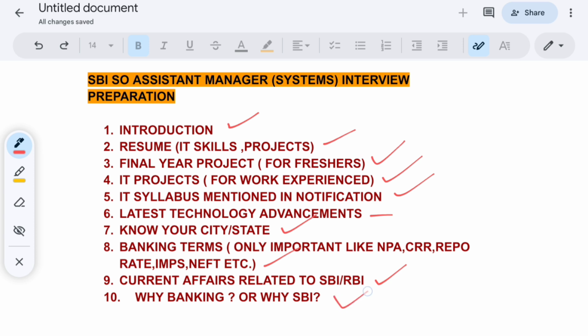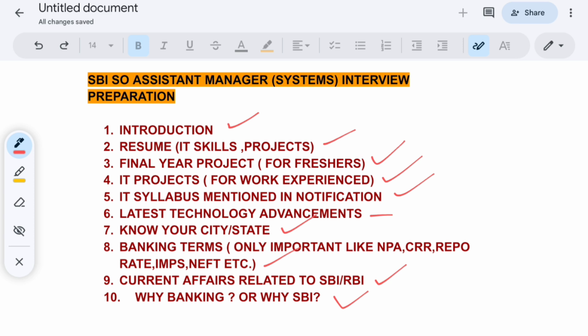And last but not the least, the last point is why banking or why SBI. They will ask you this question, and they can ask it in the starting and also in the end. So you should prepare this question very nicely. If you answer well, they will get positive vibes from you, that you want to join SBI for a good reason.